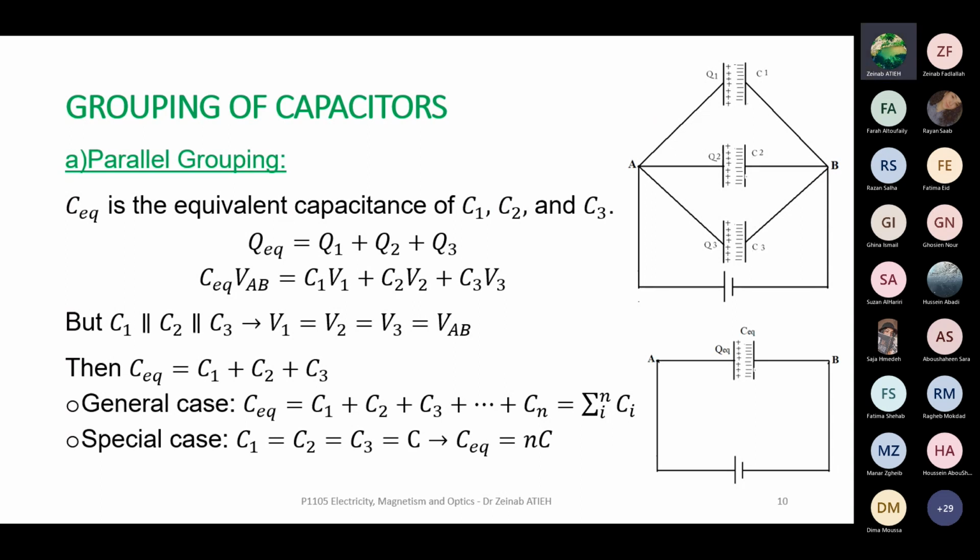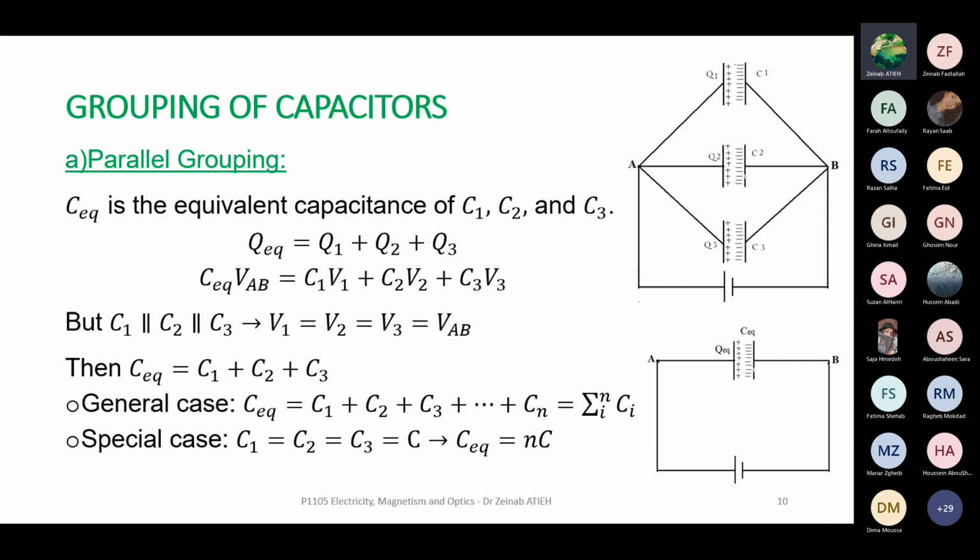What is an equivalent capacitor? First of all, an equivalent capacitor is a capacitor that replaces other capacitors, and it carries the same amount of charge as all of the capacitors. It carries the same quantity of energy, not only the charge, I mean the energy, the same quantity of energy as the other capacitors. So if the first carries some energy, the second some energy, the third some energy, the equivalent will carry the same amount of energy as all the capacitors.